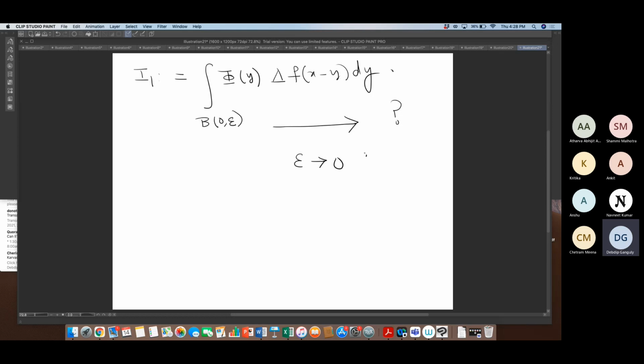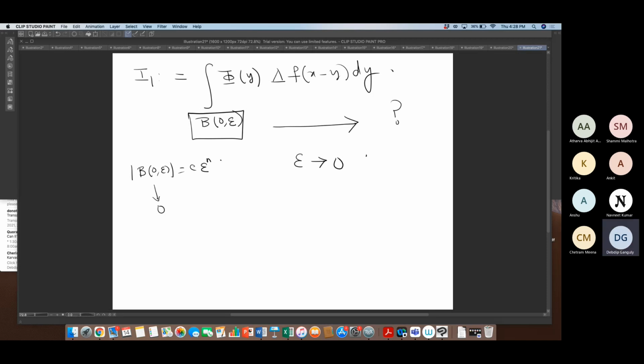Where will it go? Who will tell this? Kritika? Where will this integral go? As epsilon tends to 0, what is the measure of this set? The measure is some constant times epsilon to the power n. As epsilon tends to 0, this measure goes to 0. So the set is very, very small. So where will this integral go?